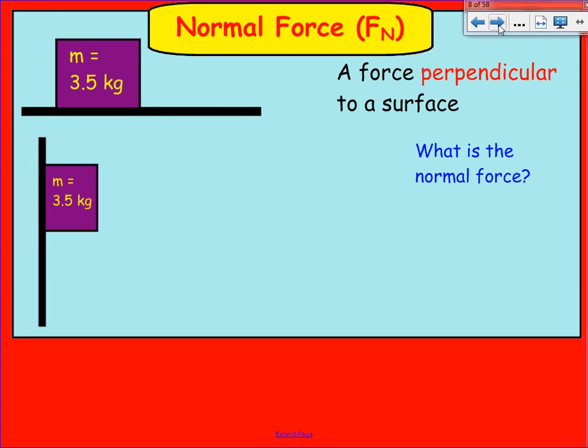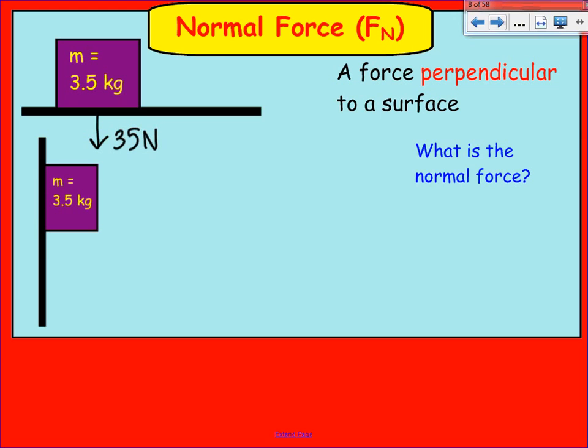So in the first one, let's take a look at the block. The block, we can see, has a mass of 3.5 kilograms. So in other words, we can say the force of gravity that's pulling it down is 35 newtons. I figured that out just like I did on the slides before, 3.5 times 10. Now that's the force that gravity is pulling down on the block. But notice the block is just sitting there on the surface. So it's in equilibrium, meaning it's at rest.